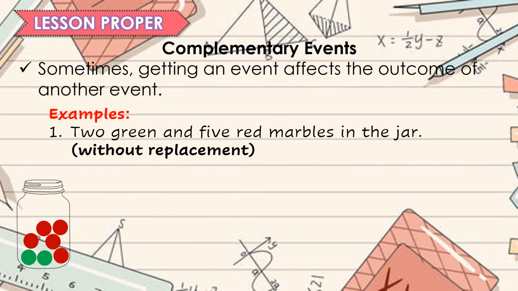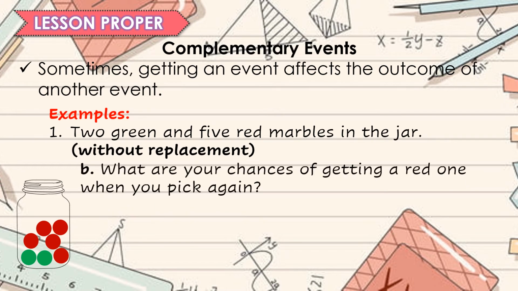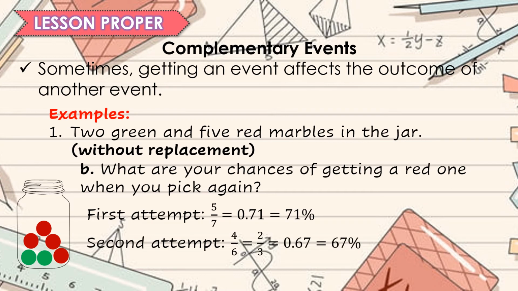With the same experiment, what are your chances of getting a red one when you pick again? Ayan, so when you pick again. Ang naging sagot natin sa problem letter A natin is 71%. So this is our first attempt. So for example, ang nabunot mo na ay isang red marble. Red kagad ang iyong nabunot. Now, bubunot ka ulit. Ano na ang iyong magiging probability? 'Di ba? Magiging 4 over 6 na lang. 6 na yung ating denominator or total number of chances. So from this example, naapektuhan yung probability mo sa second experiment.